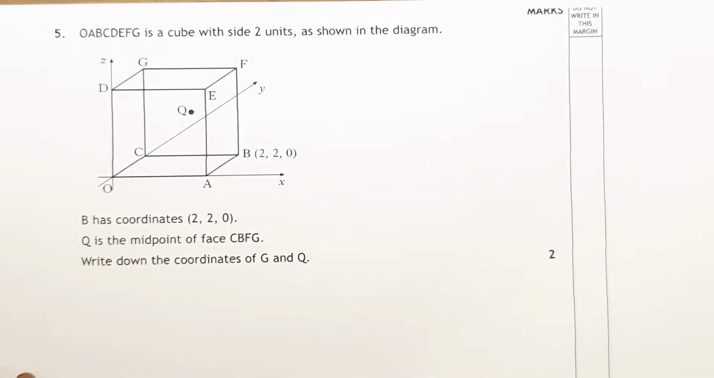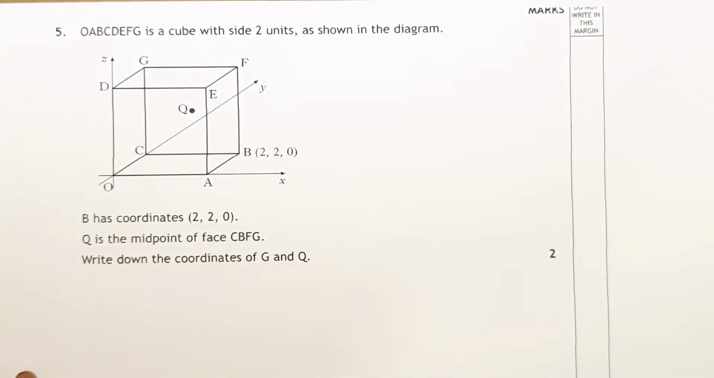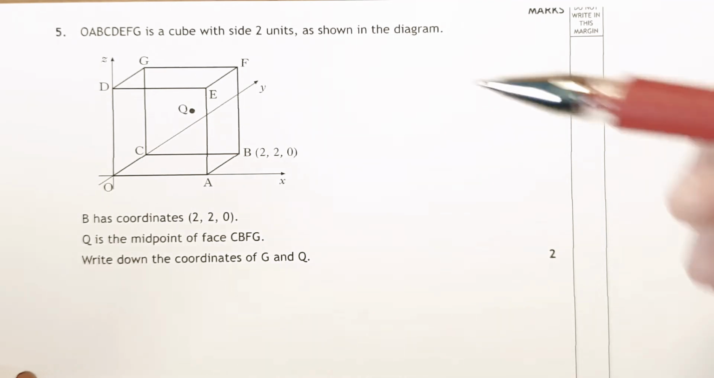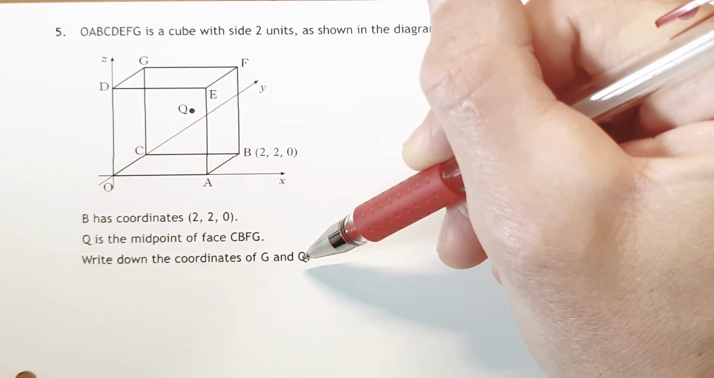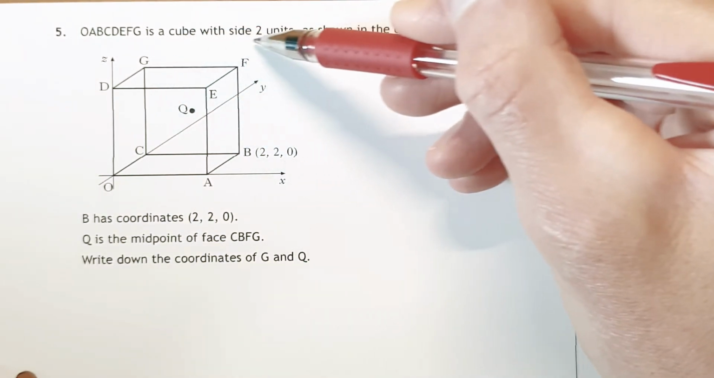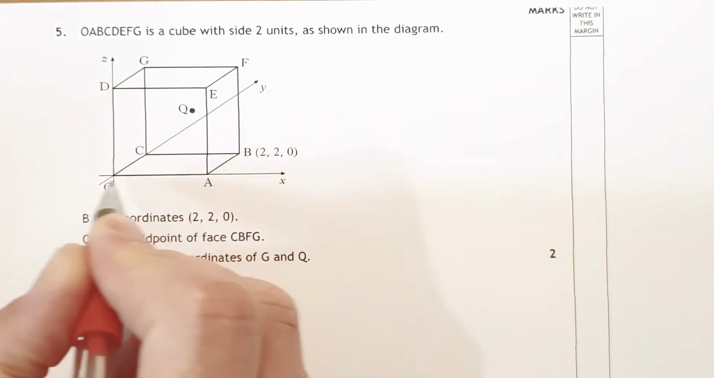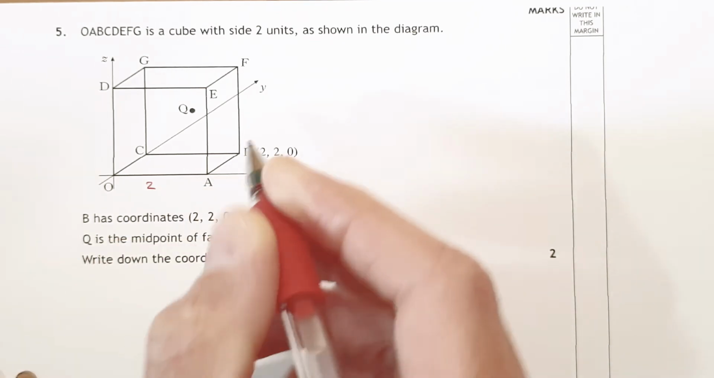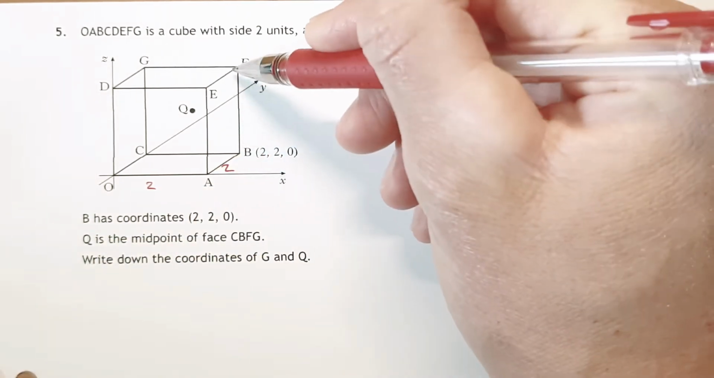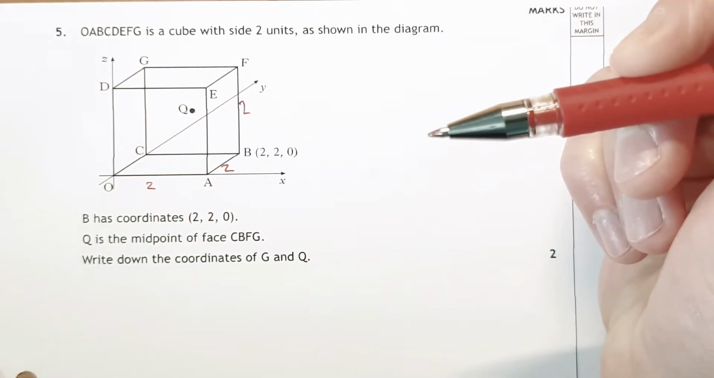National 5 Maths Practice Paper I, question 5. Now, first of all, we've got to find the coordinates of G and Q. But if you read the information, it tells us it's a cube with sides of 2 units each. So this length here has to be 2, this length here has to be 2, and vertically it would have to be 2 as well.